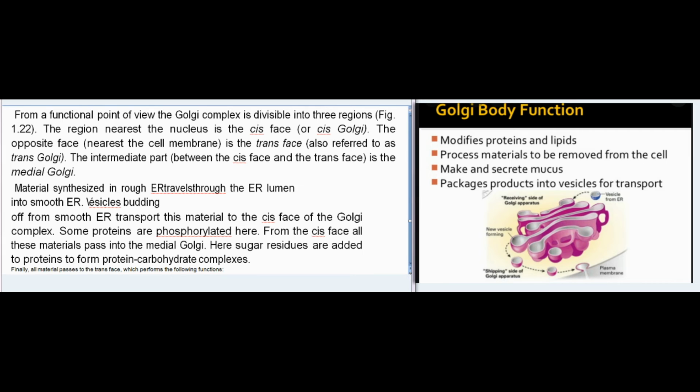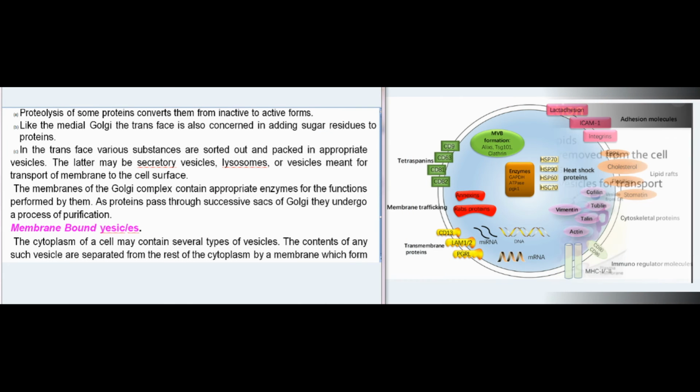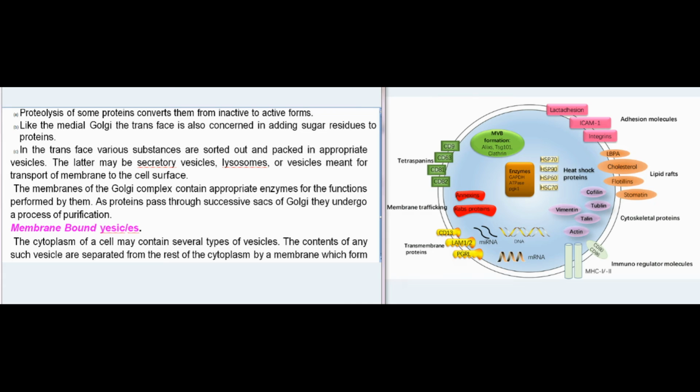Material synthesized in rough ER travels through the ER lumen into smooth ER. Vesicles budding off from smooth ER transport this material to the cis face of the Golgi complex. Some proteins are phosphorylated here. From the cis face all these materials pass into the medial Golgi. Here sugar residues are added to proteins to form protein-carbohydrate complexes. Finally, all material passes to the trans face, which performs the following functions. A. Proteolysis of some proteins converts them from inactive to active forms. B. Like the medial Golgi, the trans face is also concerned in adding sugar residues to proteins.